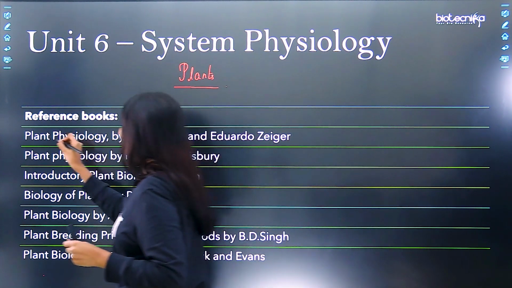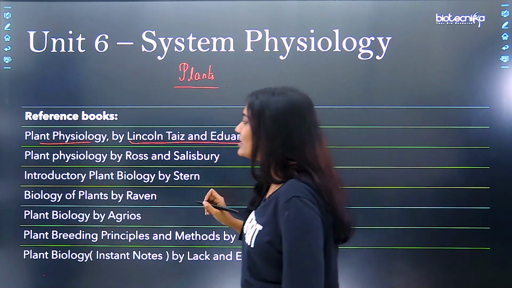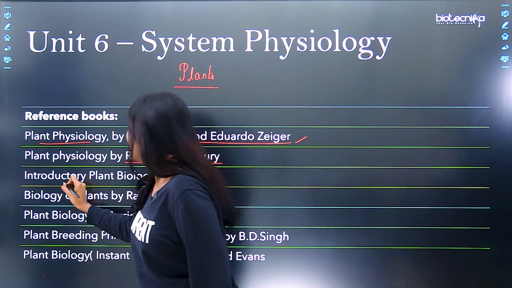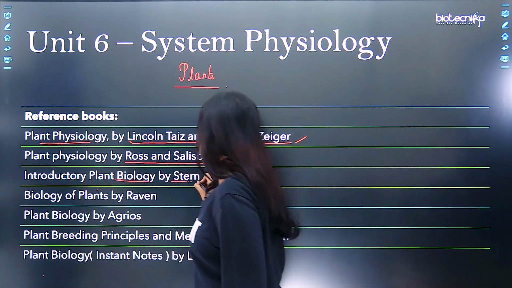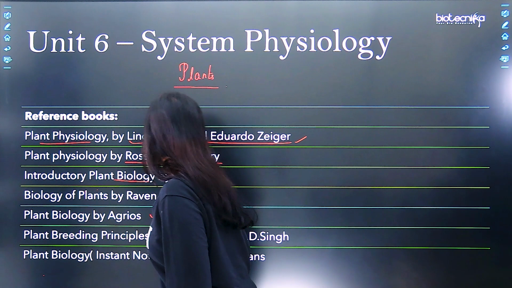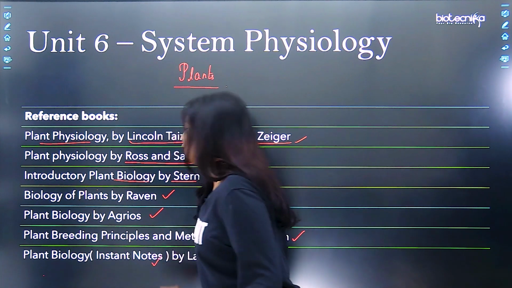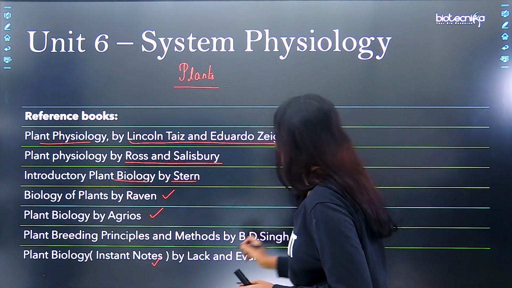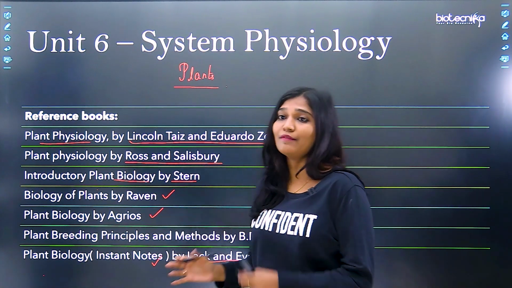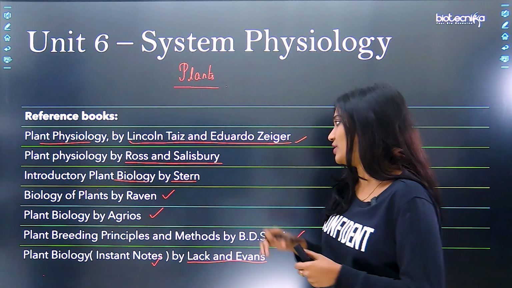The first book is Plant Physiology by Lincoln Taiz and Edward Zeiger. The second one is Plant Physiology by Ross and Salisbury. The next book is Introductory Plant Biology by Stern. And the next one, Biology of Plants by Raven. And Plant Biology by Agrios. And Plant Breeding Principles and Methods by B.D. Singh. And the last one, if you want to have your instant notes created, is by Lack and Evans. So these are the books that you have to follow for Unit 6 System Physiology. If you want, you can take a screenshot of it.